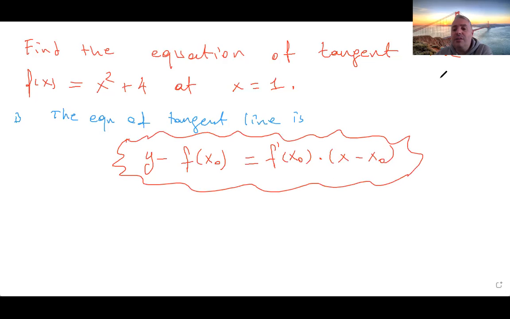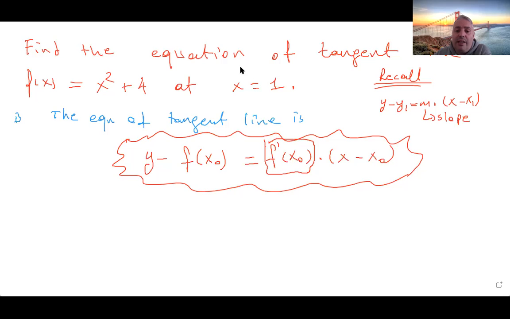The reason is so simple. What was the equation of any line? It is y minus y1 is equal to the slope times x minus x1. So this is the slope. Slope means the first derivative at x0. By the way, what is x0 in the given question? When it says at that point, we can say that x0 is equal to 1.